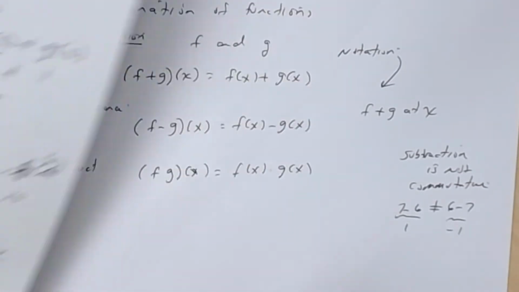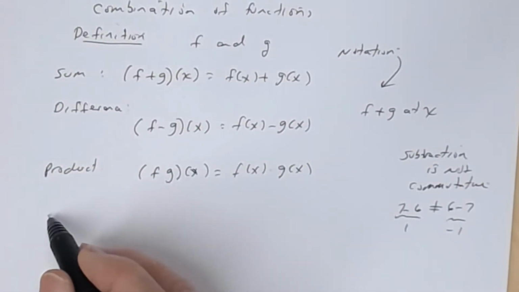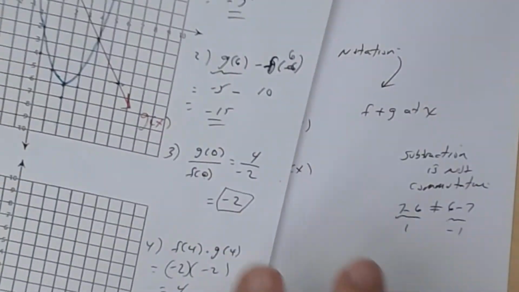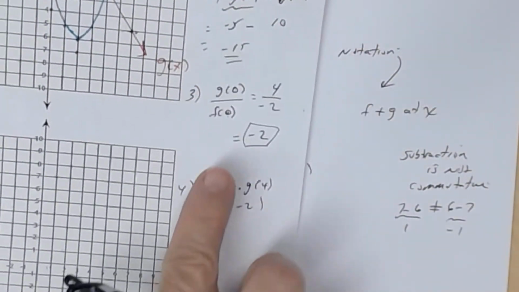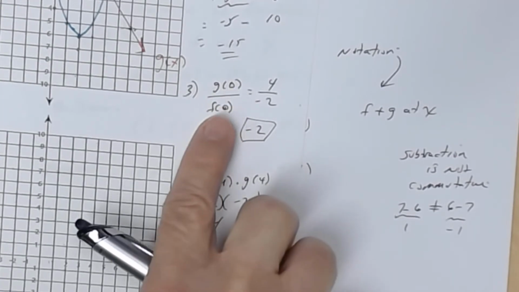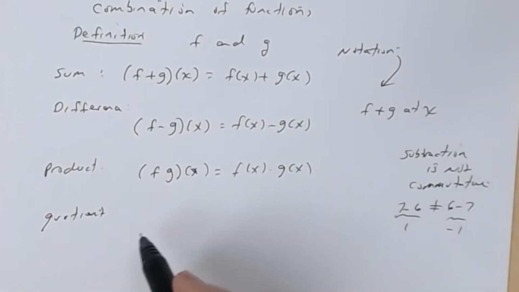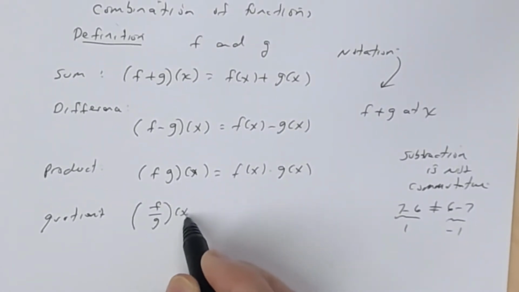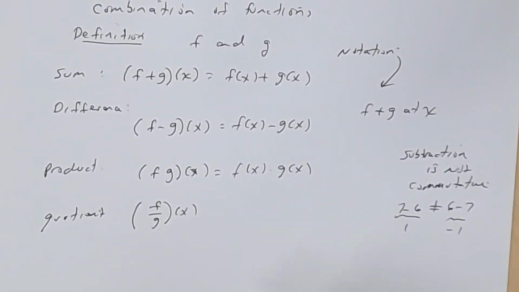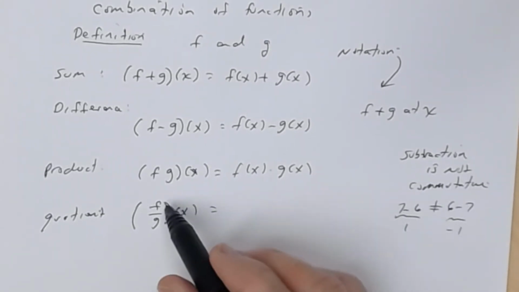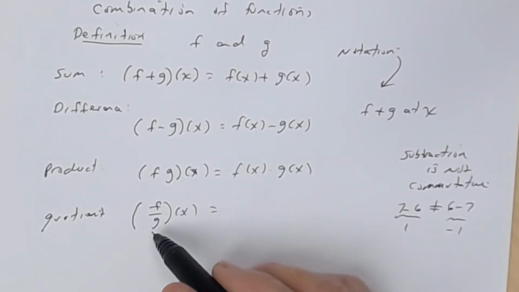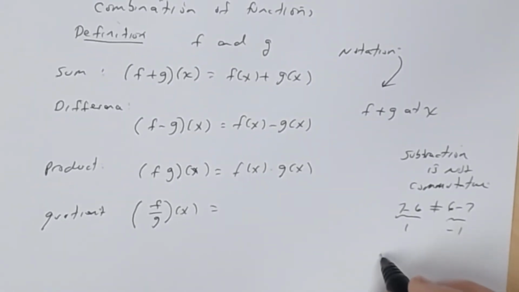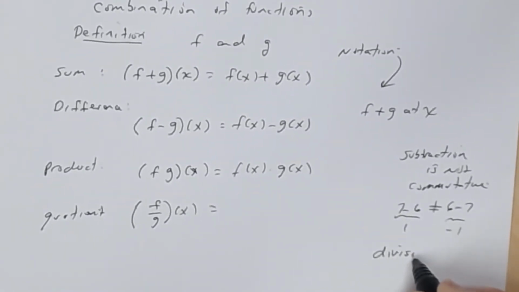Okay? And then your quotient would be division. So the next one's called quotient. And remember how that looked when we did this right here: g of 0 divided by f of 0, right? So quotient's going to look like this, though. It'll be f divided by g at x. And so that's going to be, remember, f in the numerator, g in the denominator. So again, subtraction is not commutative, and division is not commutative.